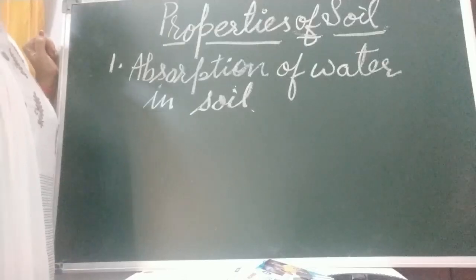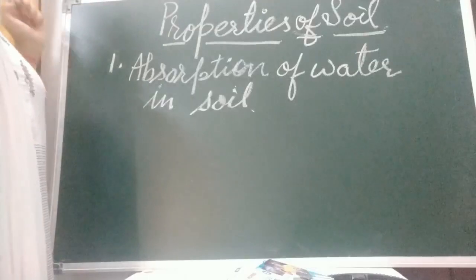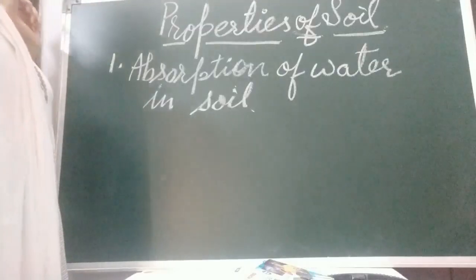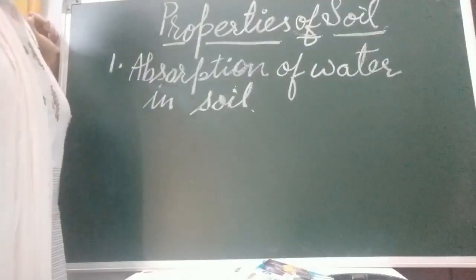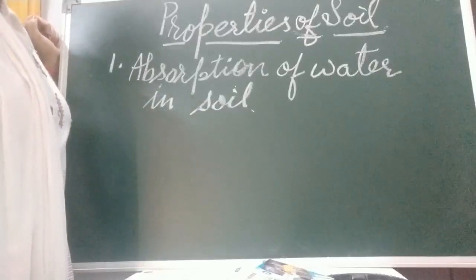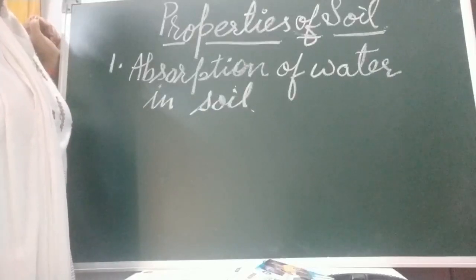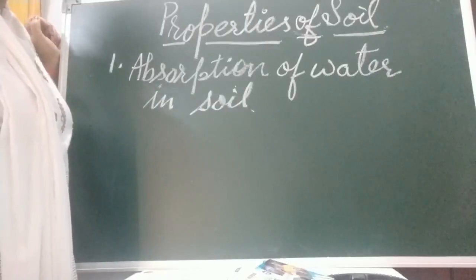Good morning children. Today we are going to discuss the properties of soil one by one. There are three properties, and these three properties determine the type of soil. First property is absorption of water.